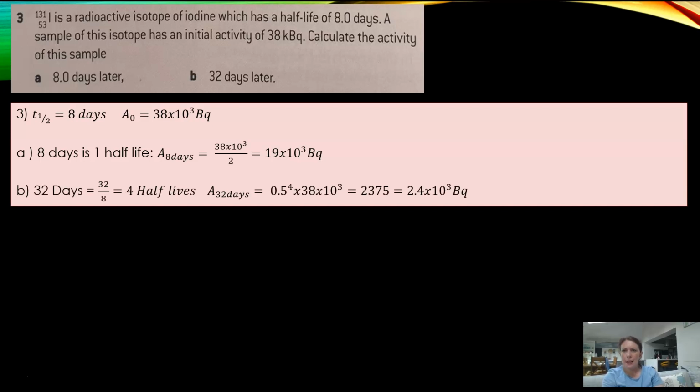For 32 days, you need to find out how many half-lives that is. So 32 divided by 8 is 4 half-lives. So then you can use your nifty little calculation here to figure out the activity then. 0.5 to the power 4, because it's 4 half-lives, and then times the original activity. So 38 times 10 to the 3, you get 2375, which is 2,400 becquerels.